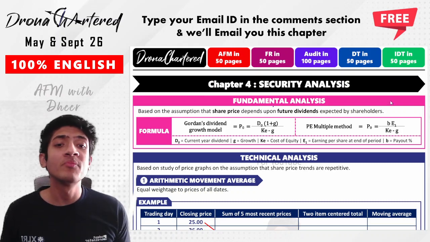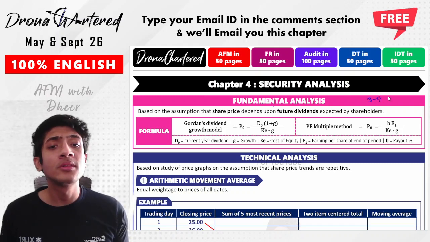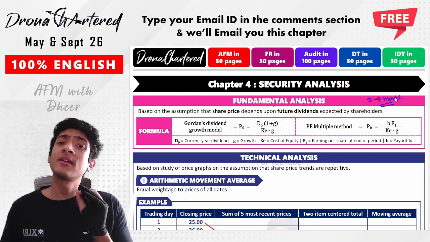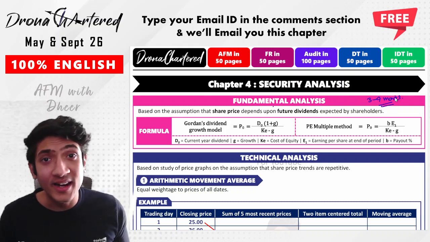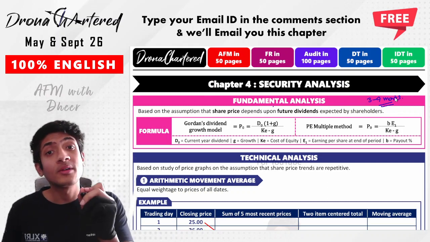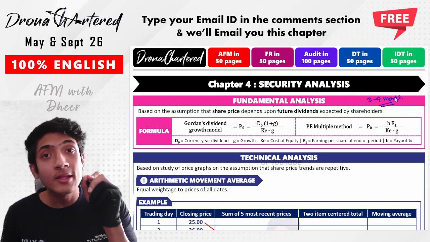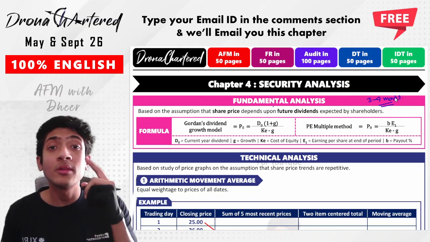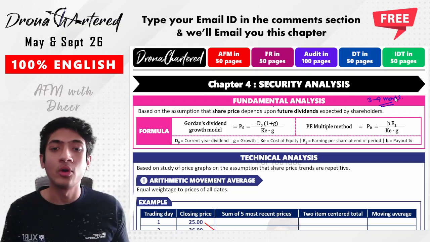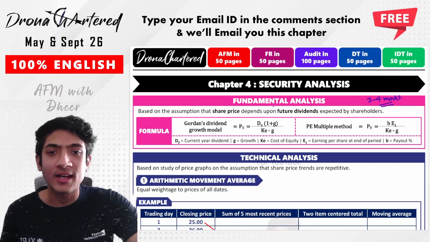Now, this chapter comes for approx 3 to 4 marks on an average. Okay, and it is a very simple chapter. So, we will start. Do not skip this chapter. Do not skip chapters. AFM is a very scoring subject. This video is applicable for all of those students whose attempt is May 26 and onwards. And we'll start this video.